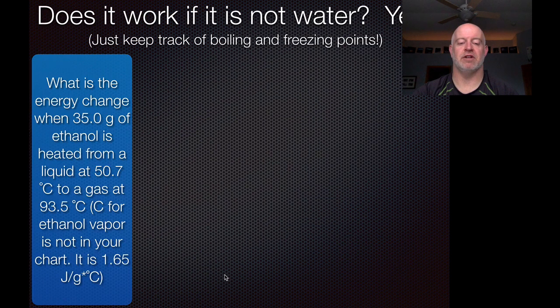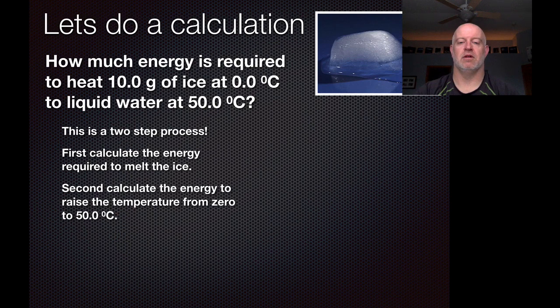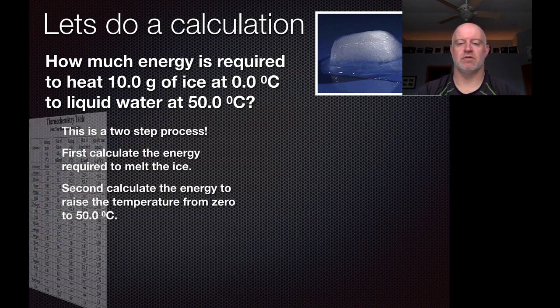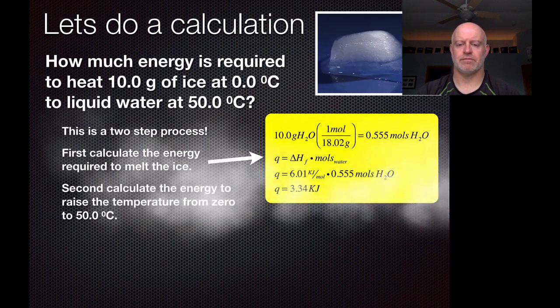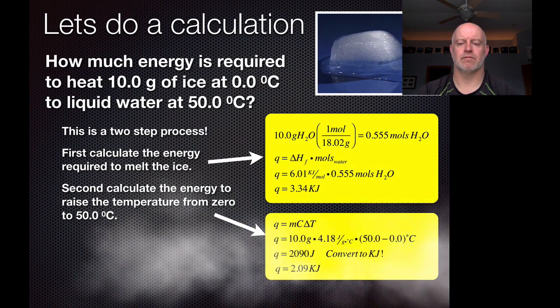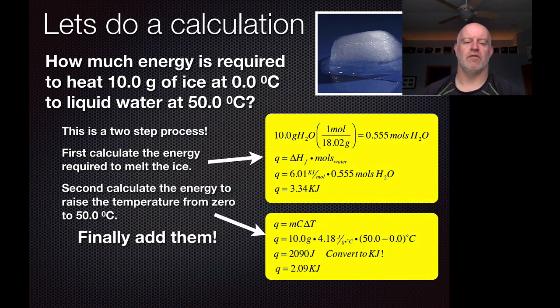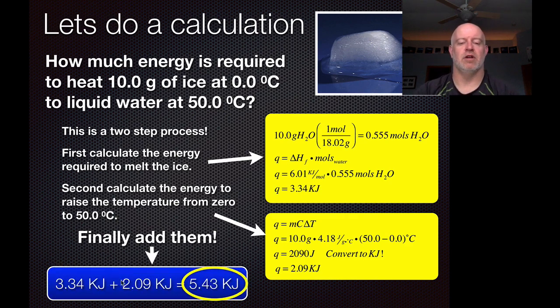So our final answer here. Whoa, sorry about that. That went kind of fast. Let's do that again. Our final step here is to add them up, and if we do so, they give us 5.43 kilojoules of energy. So we now know the energy it takes to melt it and to warm it up to 50 degrees Celsius if we had 10 grams of water.